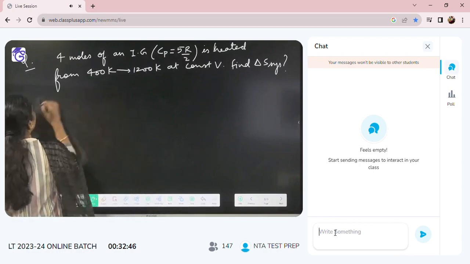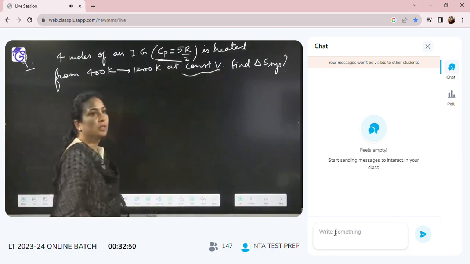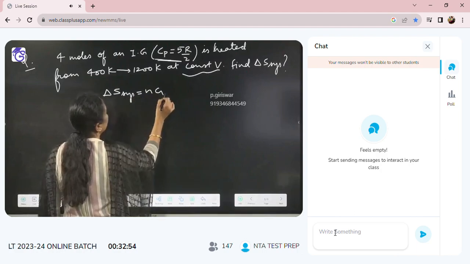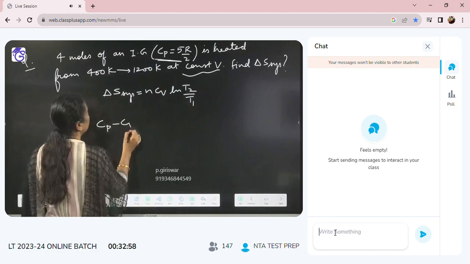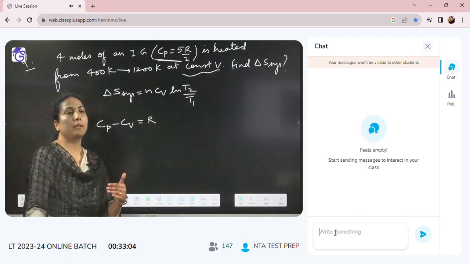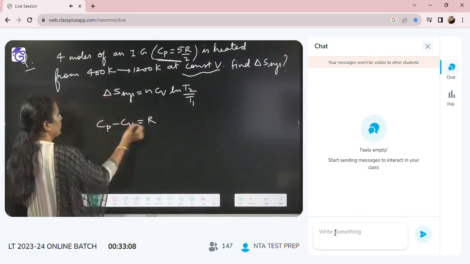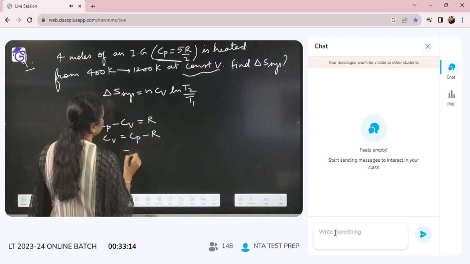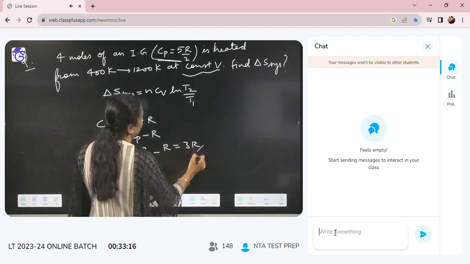So the thing is here, I have given you the Cp value and I have asked you constant volume. So actually here what you have to get, delta S system is equal to NCV ln T2 by T1. First get the Cv value, Cp minus Cv equal to R. You can directly remember that if Cp is 5R by 2, Cv will be 3R by 2. But in case you are not able to remember, you can always remember this relation. Cv will be Cp minus R, 5R by 2 minus R. You will basically have 3R by 2.